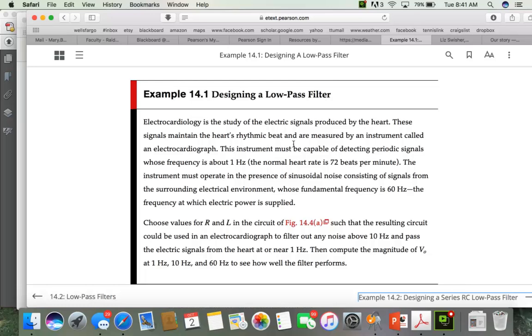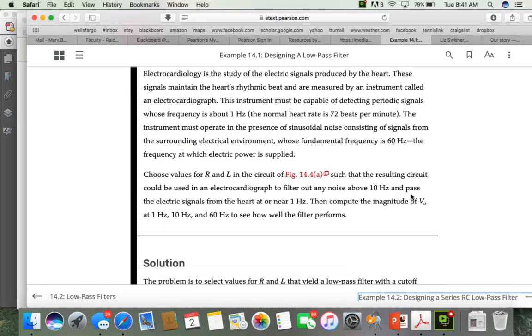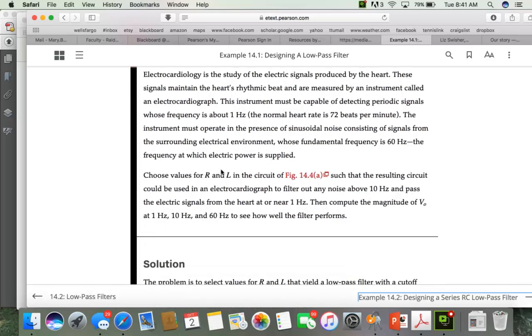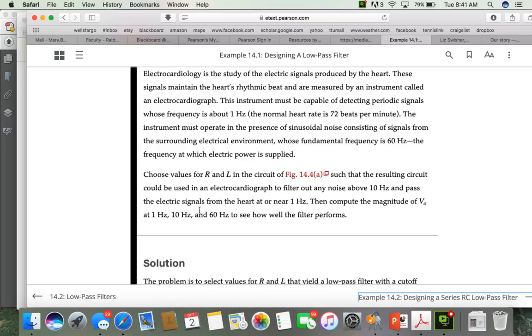Why is 10 chosen? That's kind of an arbitrary choice, but certainly we know that in a normal lab in the United States, we have 60 hertz noise everywhere because that's the power frequency. So we would like to get rid of that 60 hertz noise, so 10 hertz is just kind of a number to choose. So we want to choose R and L, design this circuit, and then we want to look and see what is the magnitude of the output at 1 hertz, 10 hertz, and 60 hertz respectively.